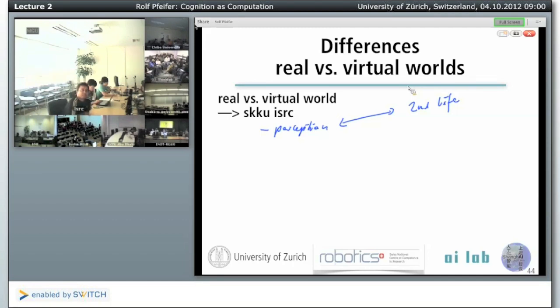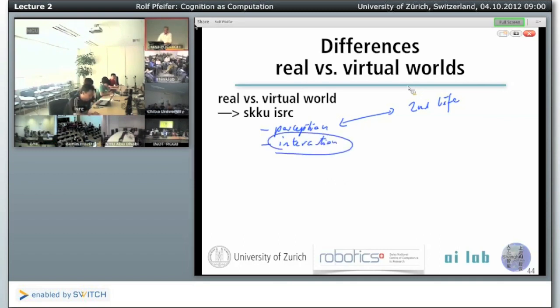Now, I was also interested in what the characteristics of virtual worlds are. If you take something maybe simpler than Second Life, something like chess, and on the other hand you take something real world like playing soccer. Of course, the interaction is another problem. Right, definitely. The interaction with the real world is a big problem.